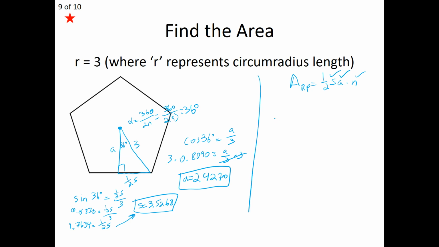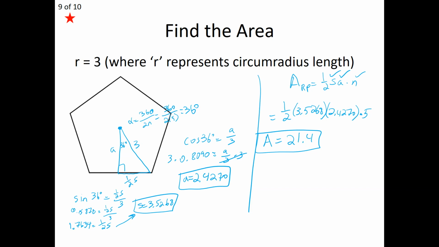Now we can plug this in. So we're doing 1/2 times our side measure, which is 3.5268, times our apothem length, 2.4270, times the number of sides, which is 5, and now we can evaluate this. So we multiply all that through, and I'm going to round to the nearest tenth, roughly 21.4 is the area of our regular polygon. And so there we have it.